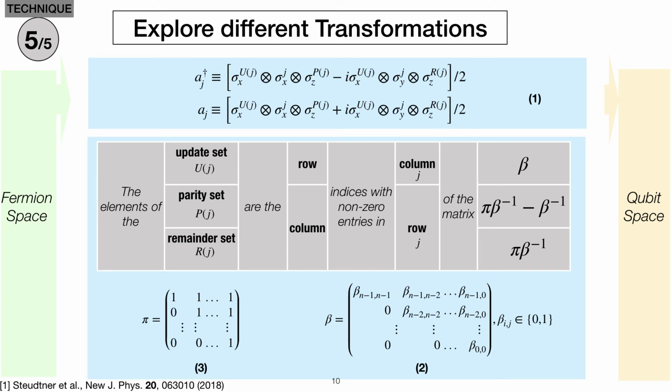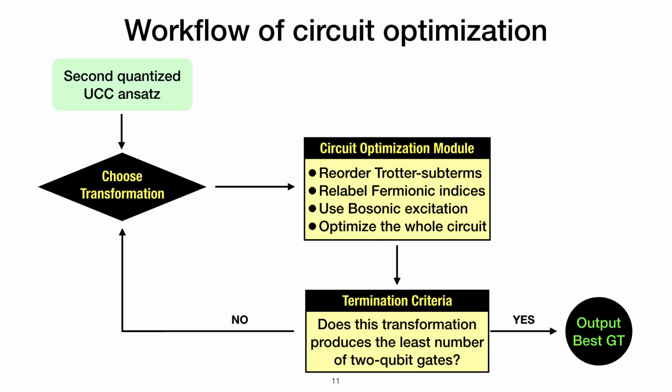For example, the elements of the remainder set Rj are the column indices with non-zero entries in row j of the matrix pi multiplied by beta inverse, where pi is defined in equation 3 and beta is defined in equation 2. Notice that the Jordan-Wigner transformation is a special case of beta being an identity matrix.